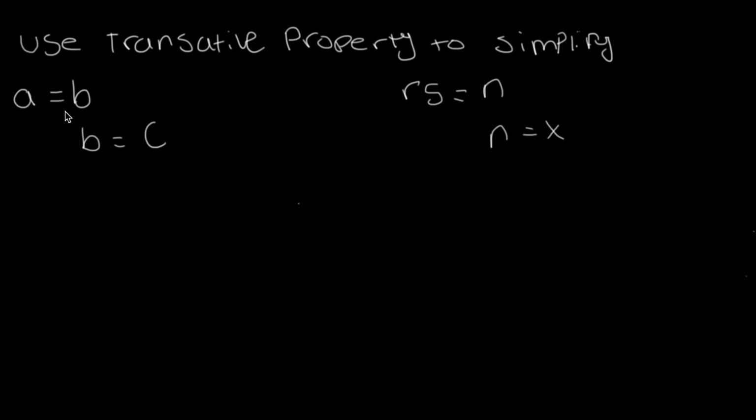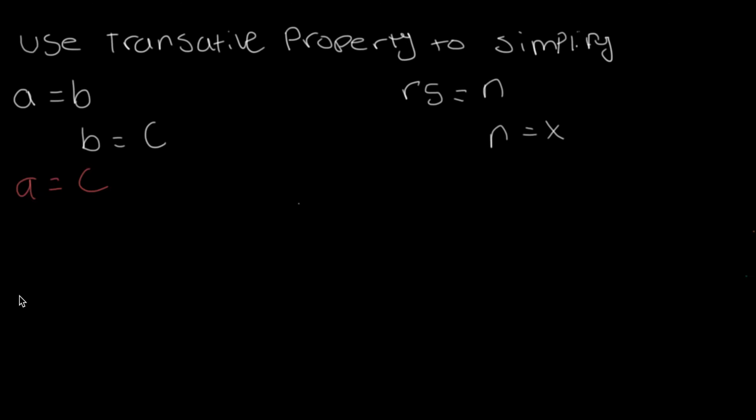So if we know both of the values are equal to B, then that must mean that A is equal to C, right? If we know that A is equal to B and that B is equal to C, that obviously means that A is equal to C. So that would mean that these two values, A and C, must be equal to each other because they have the equivalent value of B.